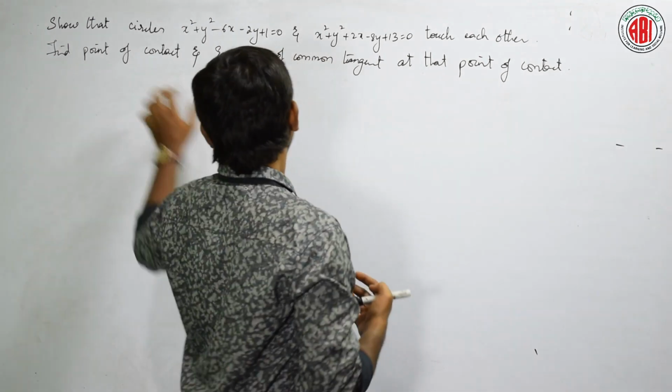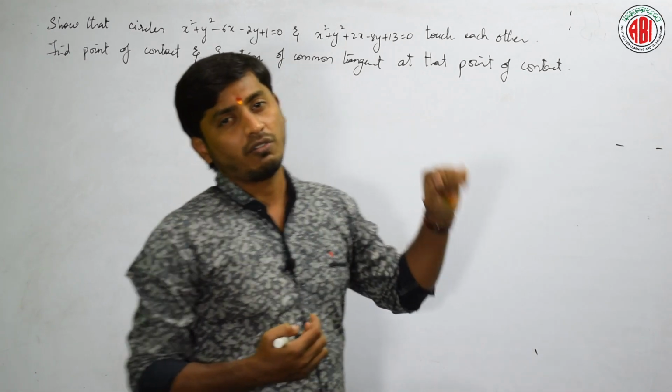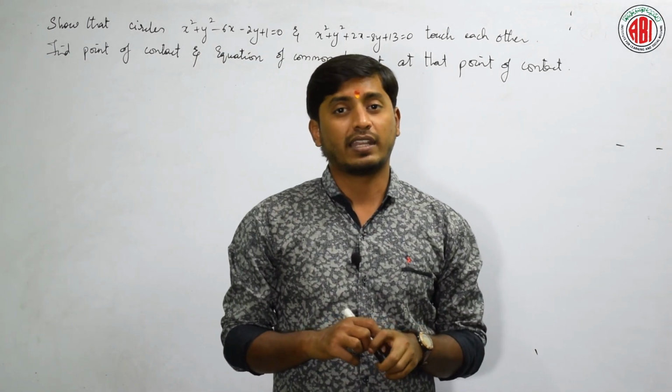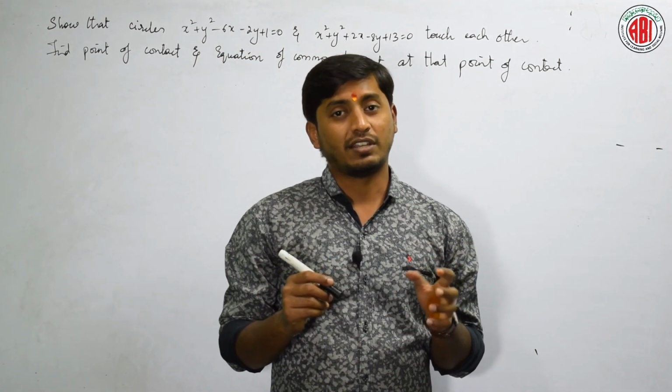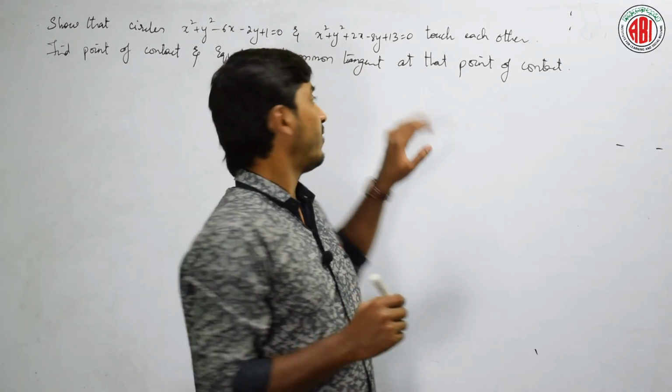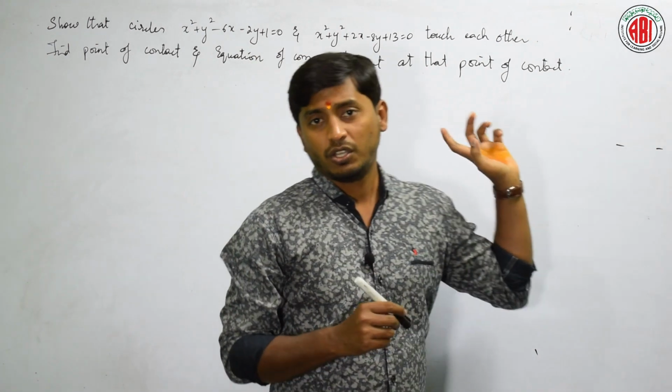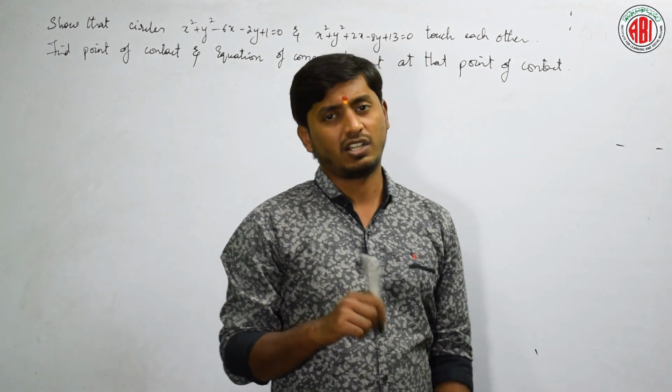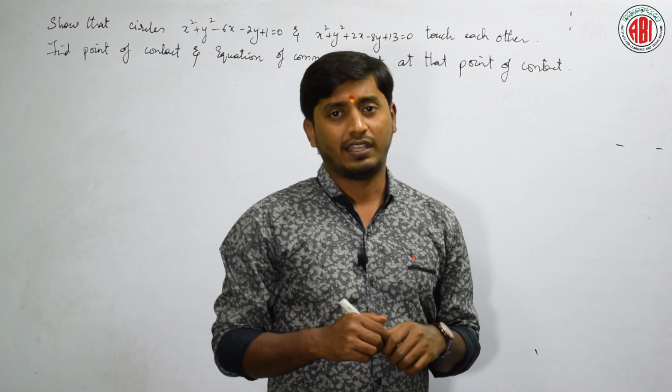Next he is asking to find the point of contact. How do we find the point of contact? That is by the same method we used for the internal center of similitude, right. Similarly we can do here also. And finally, how do we find the common tangent? Using the same point we can find the tangent of the circle, okay.